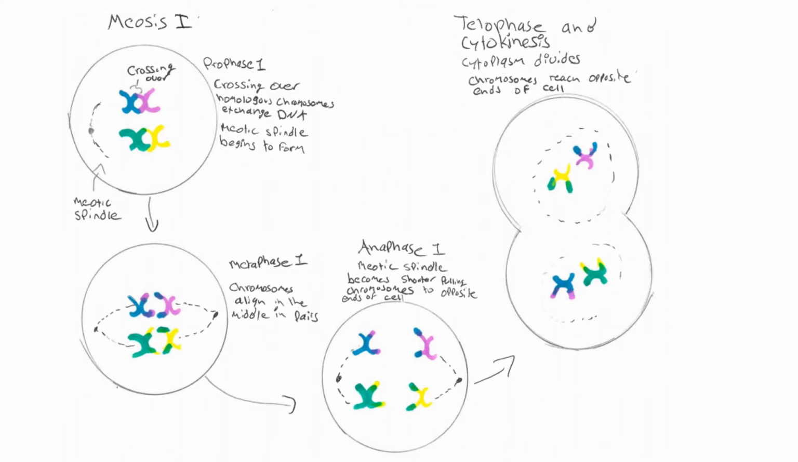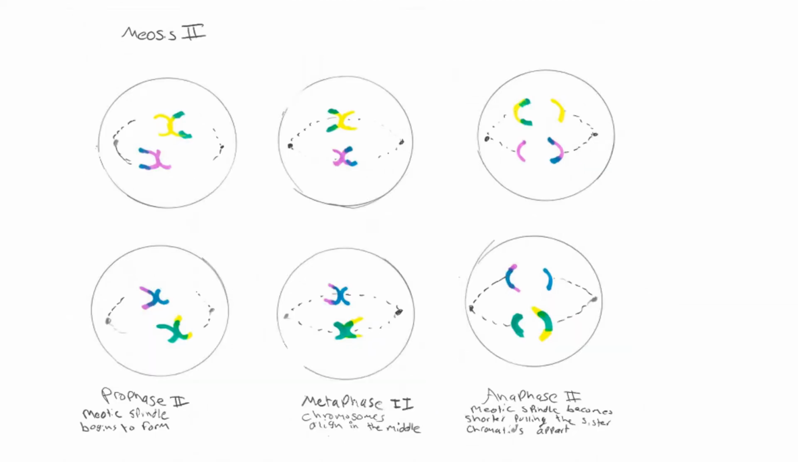During telophase and cytokinesis, the chromosomes have reached opposite ends of the cell, and the cytoplasm begins to split in half. Alright, so now we're going to start meiosis 2. Meiosis 2 begins with prophase 2. What happens during prophase 2 is that the meiotic spindle begins to form. Once this happens, the cell is going to go on to the next phase of meiosis 2.